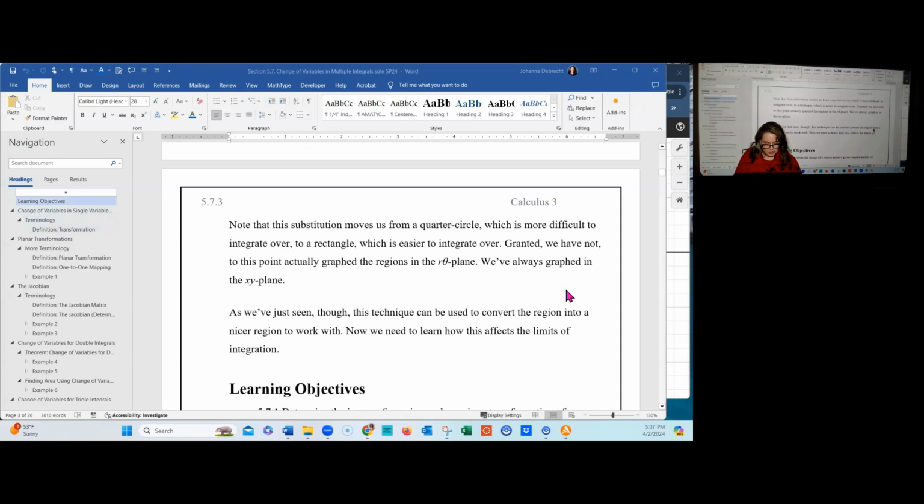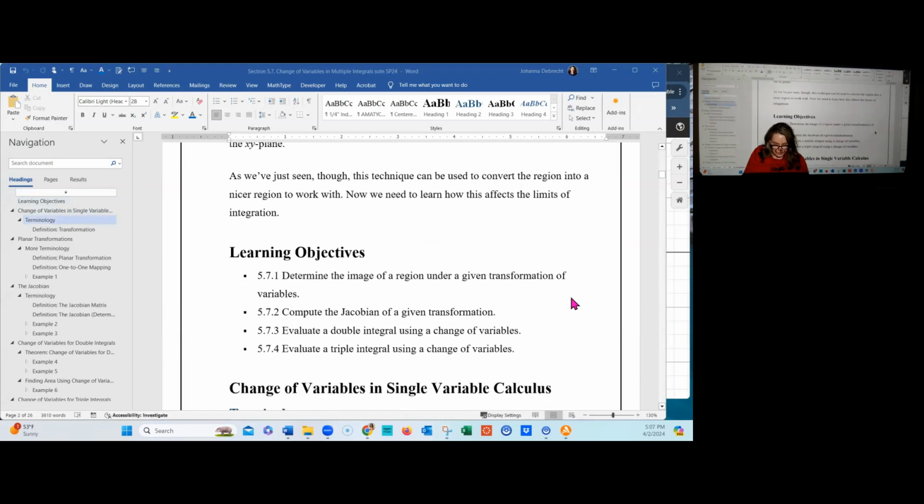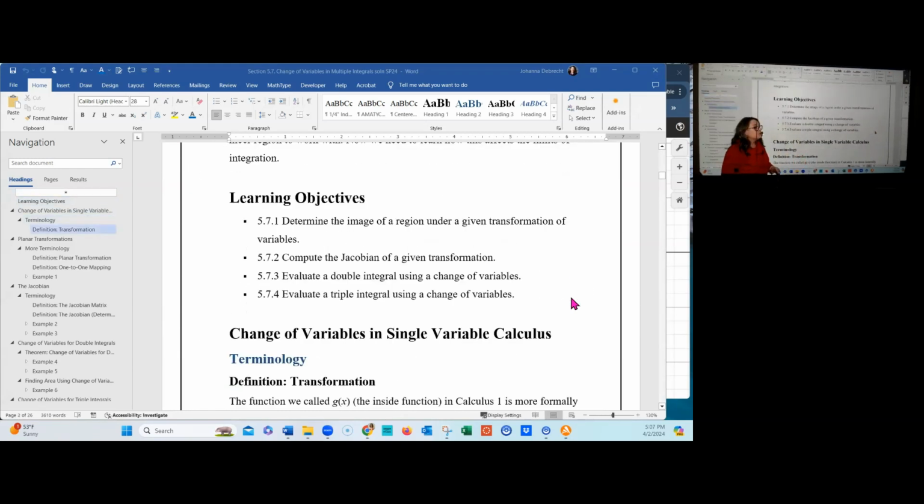So in the example that we just did, the image of the transformation that converted this quarter circle in the rectangular system into a rectangle in the r theta plane, that's the transformation. And this is the image of the transformation. And this is the region I would rather integrate over. So I have to be able to predict what it's going to look like when I get it transformed so that I know how to set up the new integral. That's one of the first things that we'll need to learn how to do and is our first learning objective.